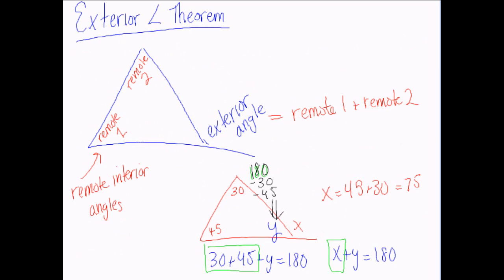Then this theorem is a shortcut. So if this angle isn't labeled and you don't need to know it, you don't have to find it to find x. You can find x if you just know these two on the inside, but they have to be on the other side of the triangle. Does that make sense? Okay, so let's try some problems.